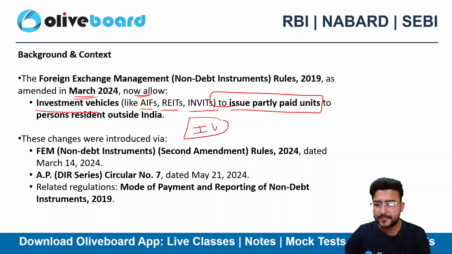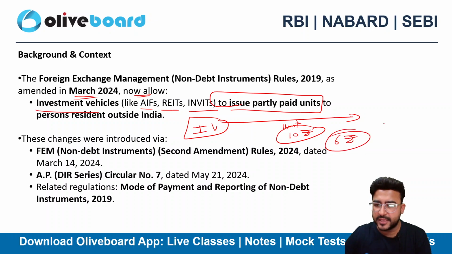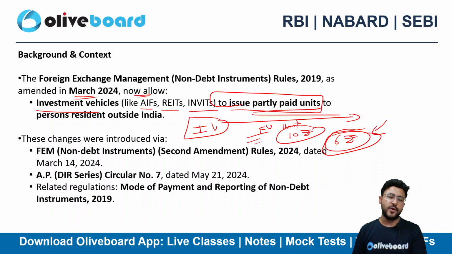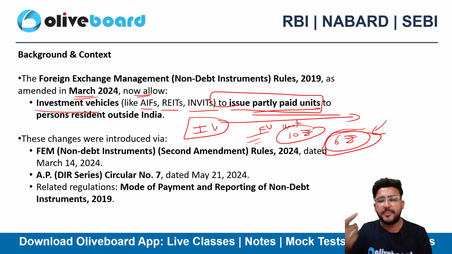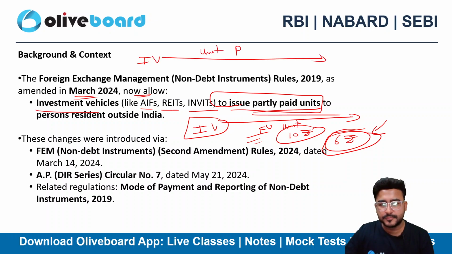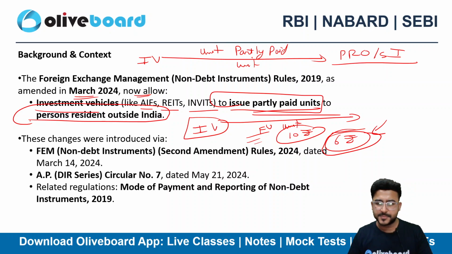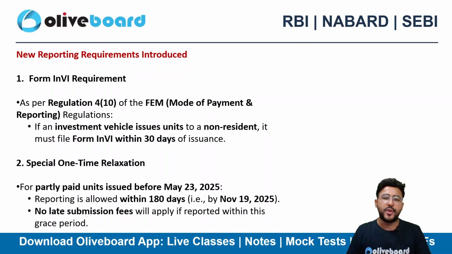Let's suppose an investment vehicle has issued a share or unit, the face value of which is 10 rupees, and they have as of now asked for only 6 rupees. So the investor has only paid 6 rupees, but the face value of the unit is 10 rupees. So can I say that this is a partly paid up unit as of now? Obviously 4 rupees are yet to be paid. So if an investment vehicle has issued a partly paid up unit to a person resident outside India, then obviously this particular circular will apply, and they need to report it on the FIRMS platform.